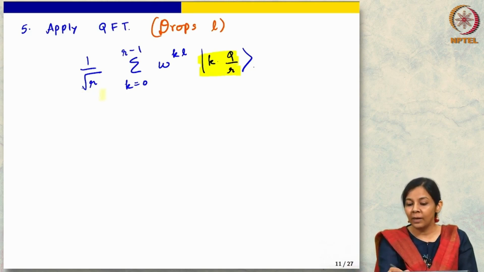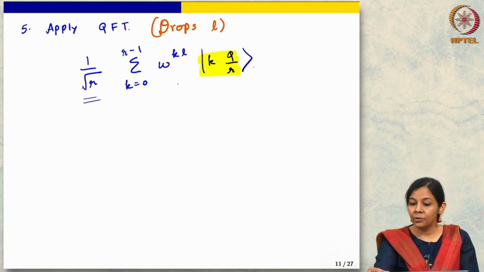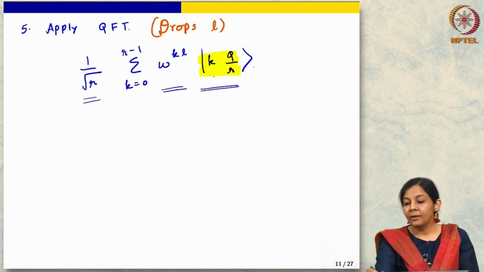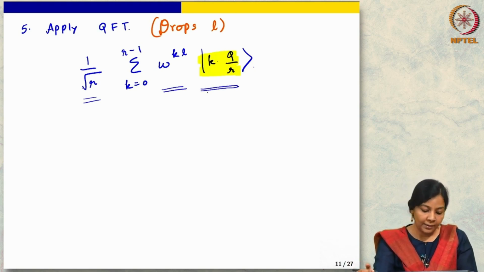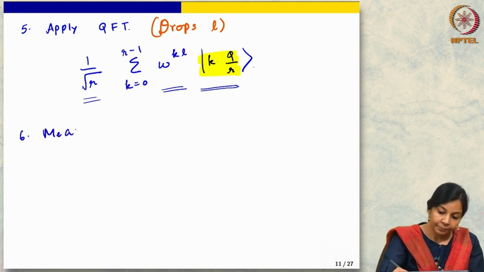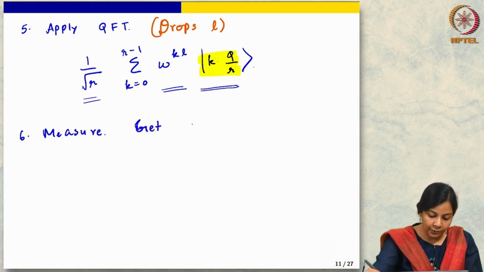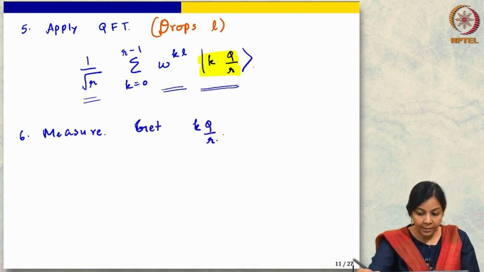So this 1 over square root r is just a normalization factor; anyone can compute and see what normalization you should get. Omega to the KL is the Fourier coefficients, and these points follow by the analysis that we had done last time. Okay, so we get something like this, and that's it, right? So now we measure. Now that we measure, we are going to get some KQ over R.